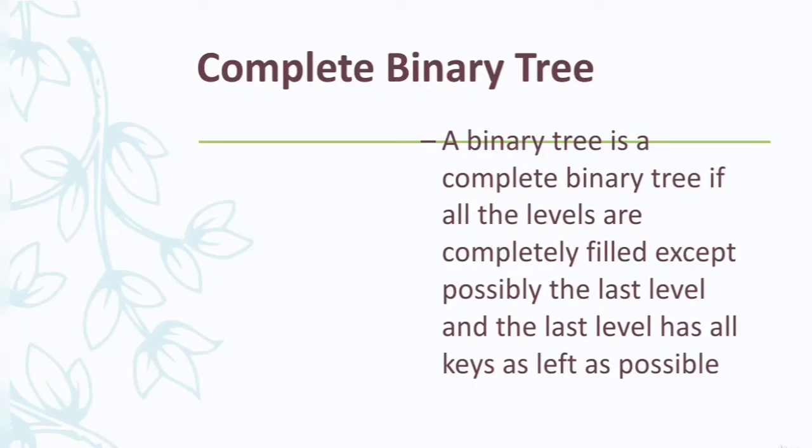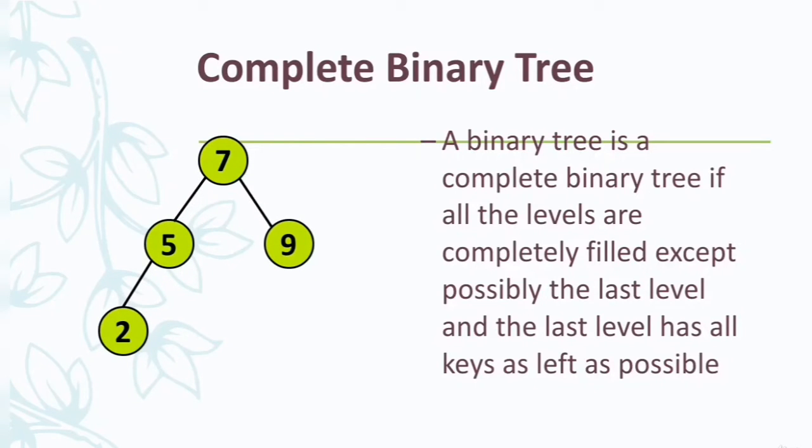In simple words, we can say that if a binary tree has the degree of all nodes either 0, 1 or 2, then we can call that binary tree a complete binary tree. Again, we will consider this example. In this case, the degree of 7 is 2, as it has two children, 5 and 9. For 5, it has one child, 2, and hence its degree is 1. Similarly, for 9 it is 0 and for 2 it is 0. So we can see in this diagram that each and every node has degree either 0, 1 or 2, and hence we can call this binary tree a complete binary tree.